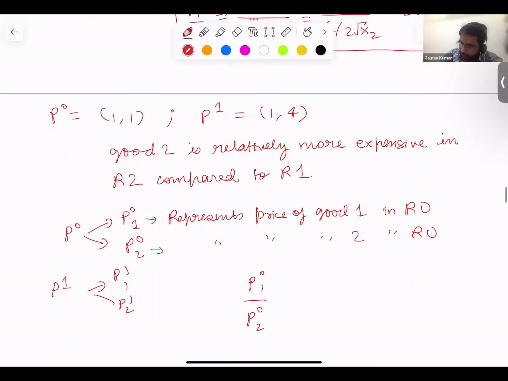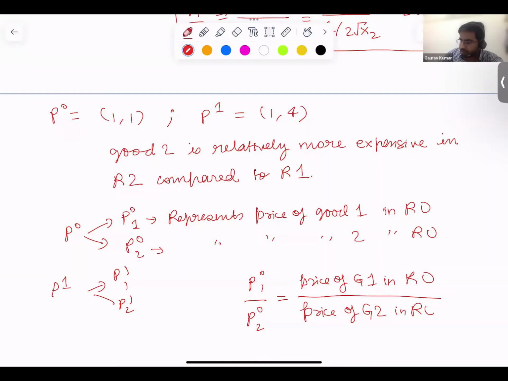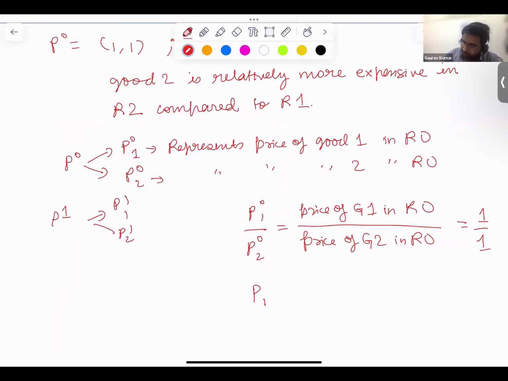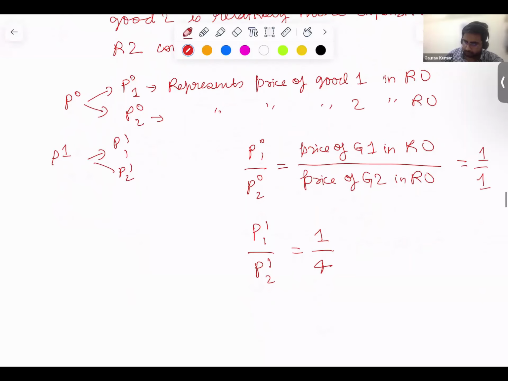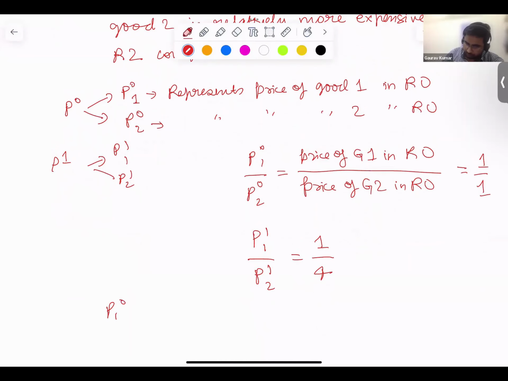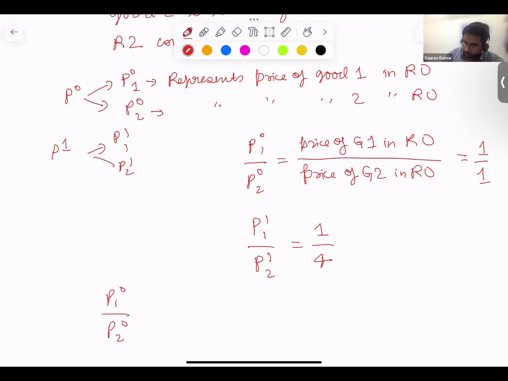So now suppose you have this. What does this say? Price of good 1 in regime 0 by price of good 2 in regime 0 is equal to 1 by 1. And when you have P11 by P12, it's 1 by 4. So what you can see is P10 by P20 is greater than P11 by P21.